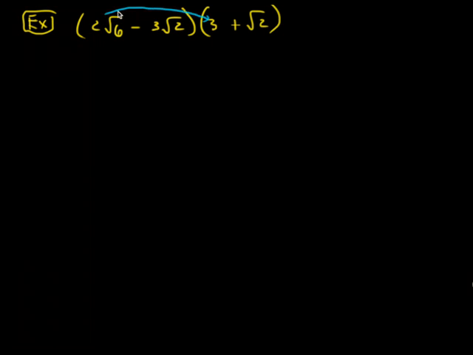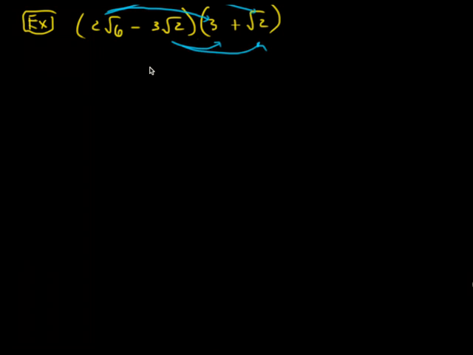I'll distribute the first term to both of those, and then the second term to both of those. And when I multiply, I'm going to multiply the numbers that aren't in radicals, and as long as radicals have the same index, you can multiply their insides and combine them into one big radical.